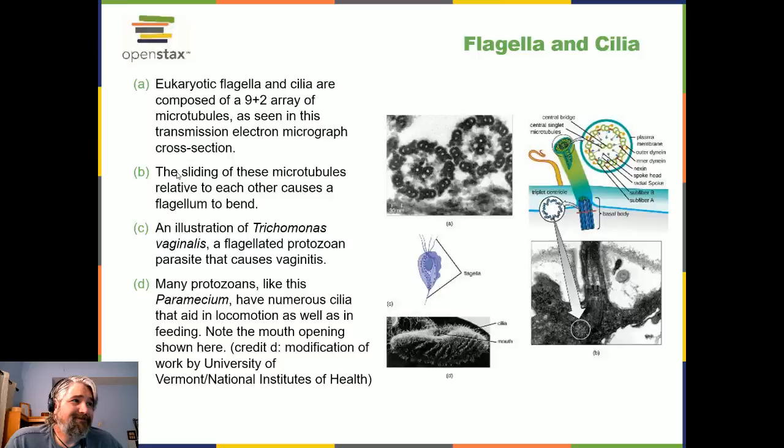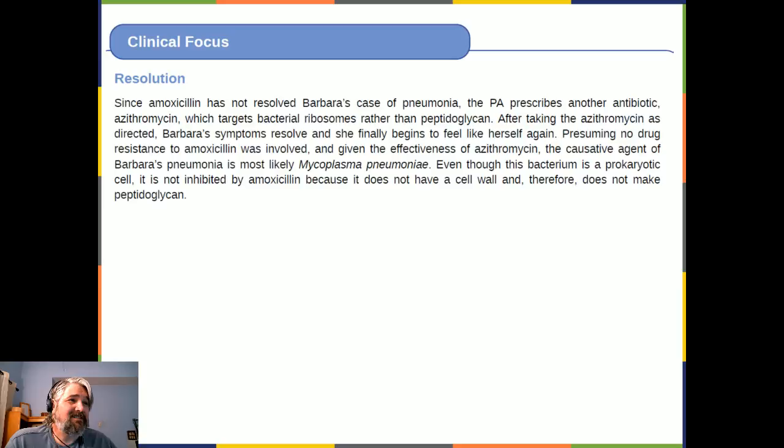Resolution. So since amoxicillin has not resolved Barbara's case of pneumonia, the physician's assistant prescribes another antibiotic, azithromycin, which targets bacterial ribosomes rather than peptidoglycan, being part of the streptomycin family, which, well, we'll talk about later. So after taking it as directed, Barbara's symptoms resolve and she finally begins to feel like herself again. Presuming no drug resistance to amoxicillin was involved and given the effectiveness of azithromycin, the causative agent of Barbara's pneumonia is most likely Mycoplasma pneumoniae. Even though this bacterium is a prokaryotic cell, it is not inhibited by amoxicillin because it does not have a cell wall and therefore does not make peptidoglycan at all.